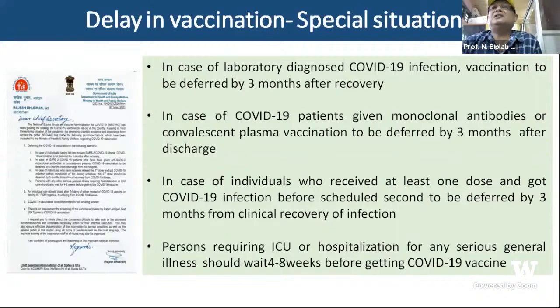In case of individuals who receive at least 1 dose and got COVID-19 infection before the second schedule, it has to be deferred by 3 months from the clinical recovery of the infection. So persons requiring ICU or hospitalization for any serious general illness should wait at least for 4 to 8 weeks before the second dose of vaccination.